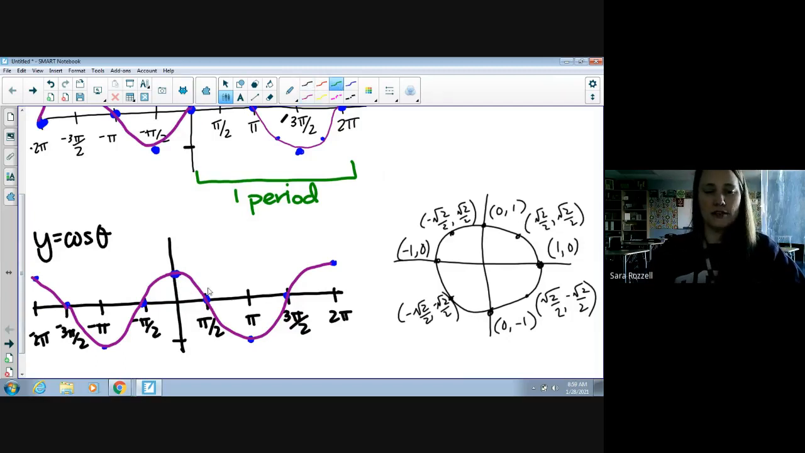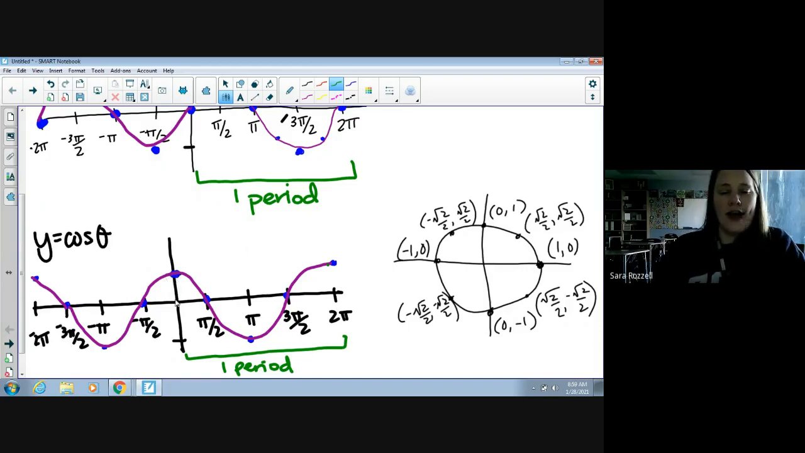So we start at 0, we finish at 0, from 0 to 2 pi, then it starts over. So for the cosine, this is our 1 period. At the beginning, it's at 1 and it finishes at 1. It goes down to -1 and comes back up for our first period of cosine.